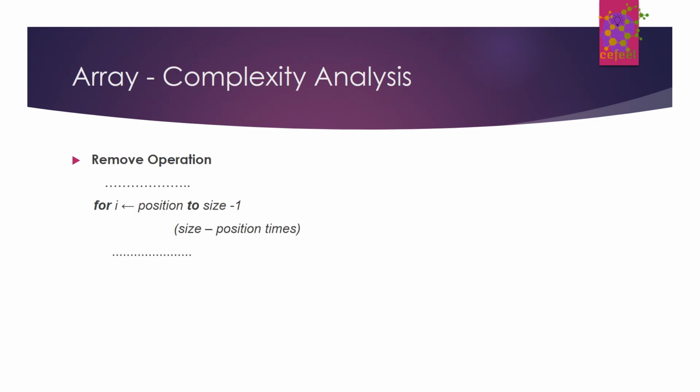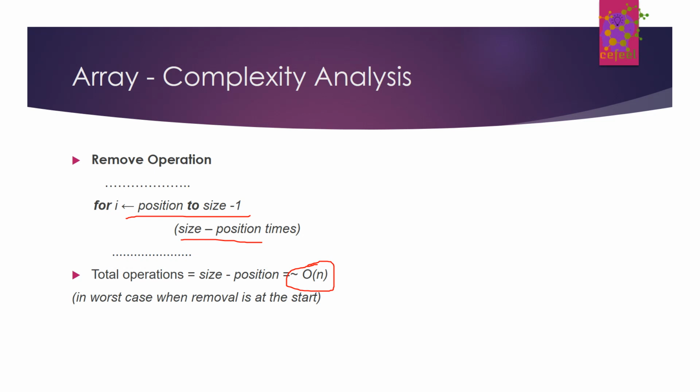Cool. Now similarly the remove operation, similar to the insert operation. Now here what we just do is we start from the position to the end of the array and we keep moving elements to the left, and this is what we perform from position to size -1, which means size minus position times, which is essentially again order n in the worst case. Let's say if we were to delete the first element, then we have to move the entire element one space to the left, or we have to traverse the entire array once, and hence the remove operation is order n.